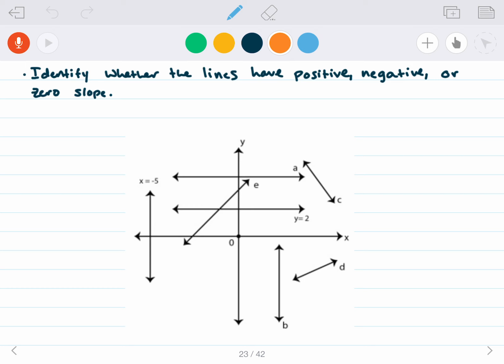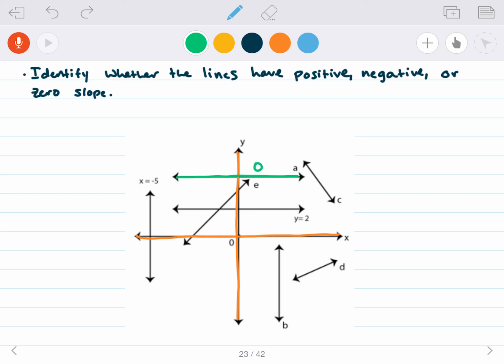Identify whether the lines have positive, negative, or 0 slope. So we're not counting the x and y axis. This is just always there. That's not a line. But I am going to do the lines in green. So let's look at this first line right here. If I were to put somebody on here and he starts walking from left to right, is he going up, down, or neither? Well, he's going neither. It's completely flat. So this is 0 slope.